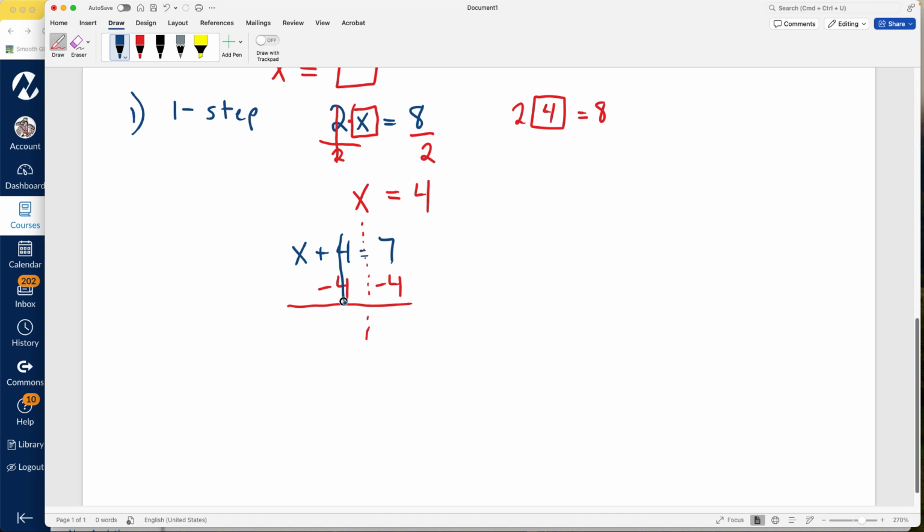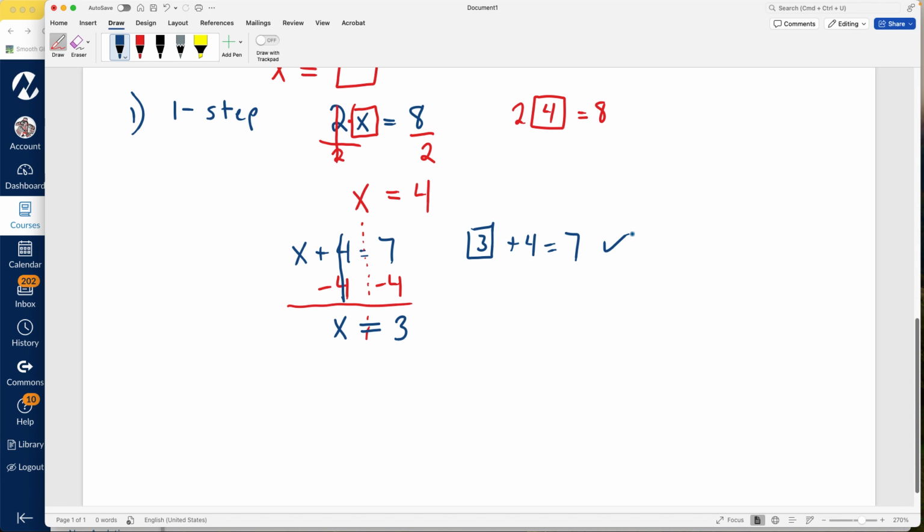Again, that gives us 0, so we get x plus 0, which is just x, right? When you add 0, nothing happens, equals 7 minus 4 gives us 3. And you might have seen that. Well, if I put 3 plus 4, I get 7, right? So I could plug it back in. I put the 3 here for the x, add 4. Yeah, that gives me 7. I check. Okay, one-step equations.